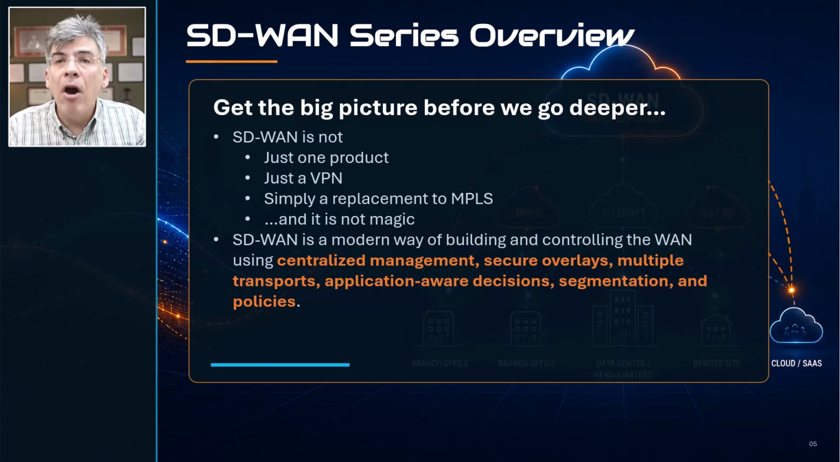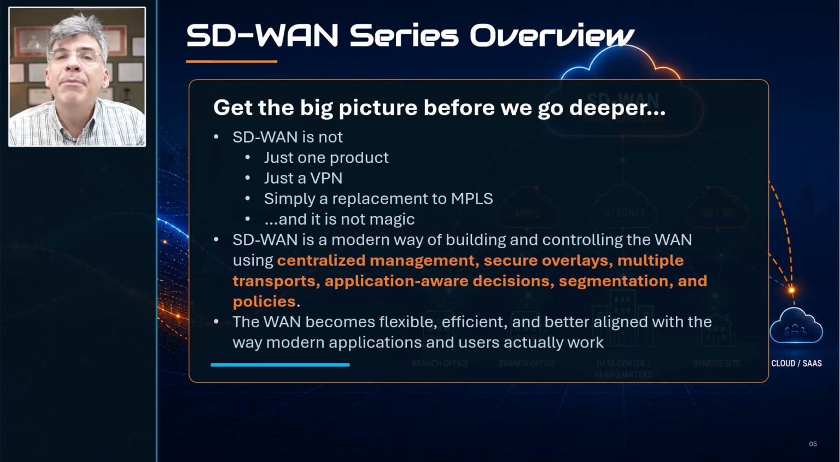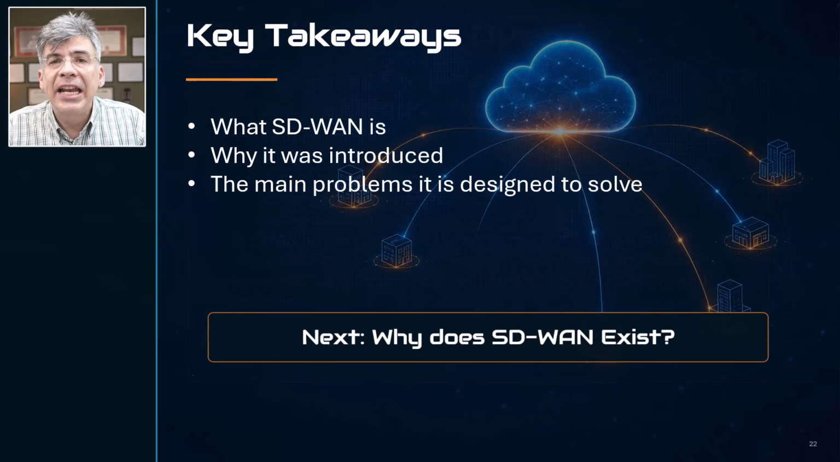SD-WAN is a modern way of building and controlling the WAN using centralized management, secure overlays, multiple transports, application-aware decisions, segmentation, and policies. And when it is designed well, it can make the WAN more flexible, more efficient, and better aligned with the way modern applications and users actually work. So now you have a clear understanding of what SD-WAN is, why it was introduced, and the main problems it is designed to solve. In the next video, we will look more closely at why SD-WAN exists.